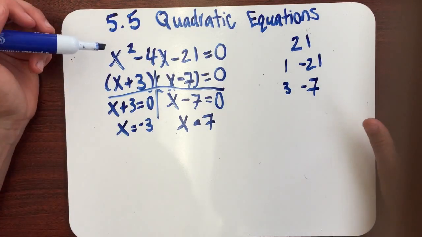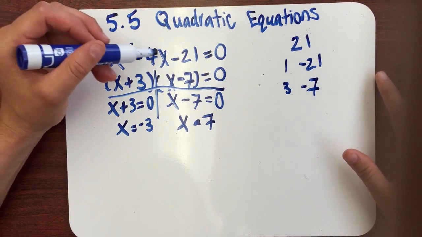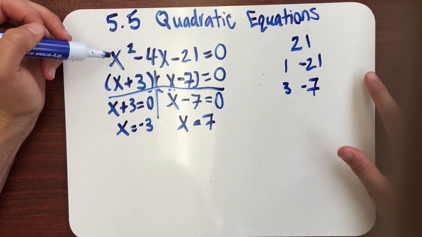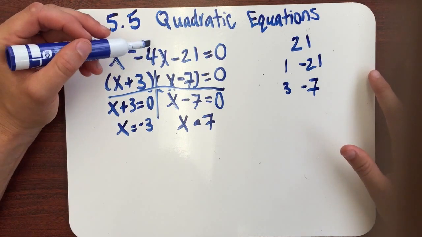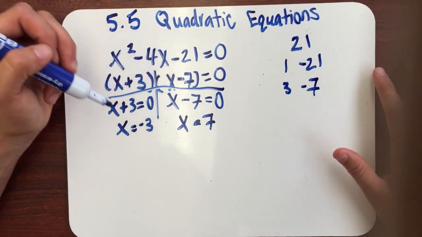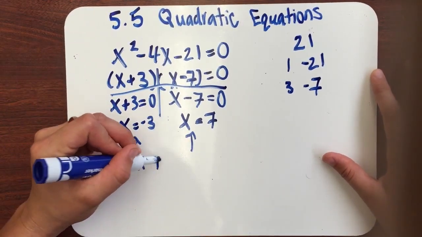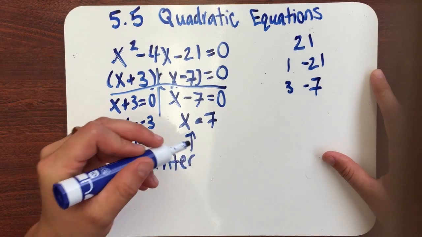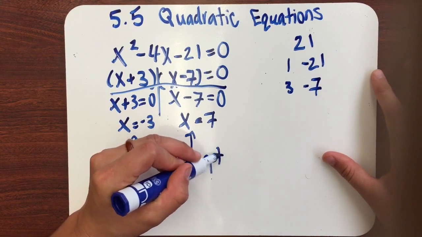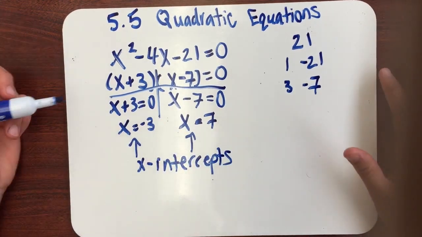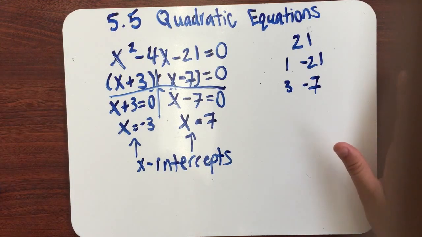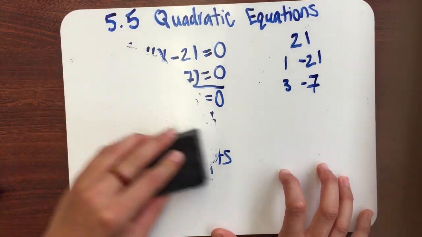It's also, if we needed to graph this, if we wanted to graph y equals x squared minus 4x minus 21, these would be the x-intercepts of our graph. Okay, moving on.